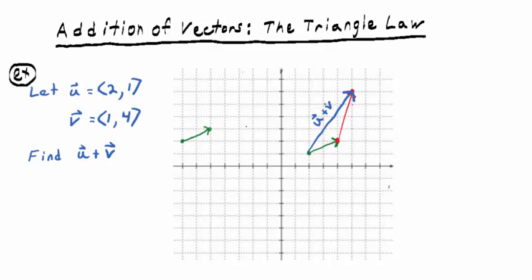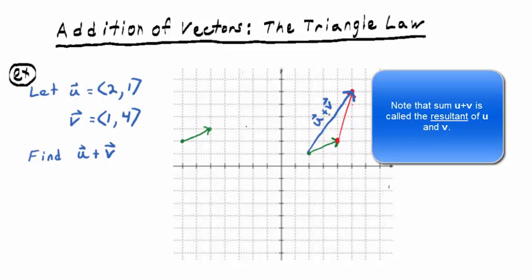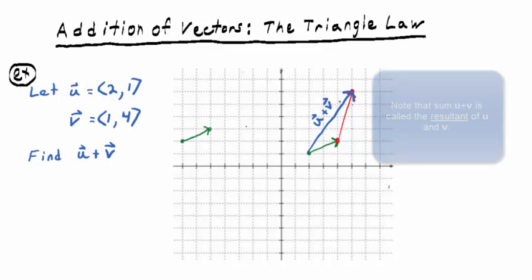And that is how we add vectors using the triangle law. There's also a parallelogram law, where u plus v turns out to be one of the diagonals of a corresponding parallelogram, but we're not going to worry about that here. The triangle law is good enough for most purposes.